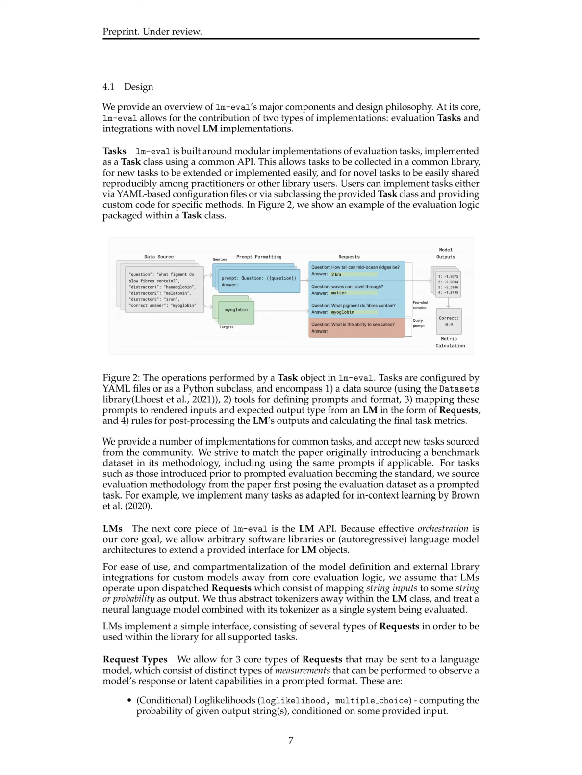The LM API operates upon dispatched requests, which consist of mapping string inputs to some string or probability as output. This design simplifies the process of evaluating different models by treating a neural language model combined with its tokenizer as a single system being evaluated.